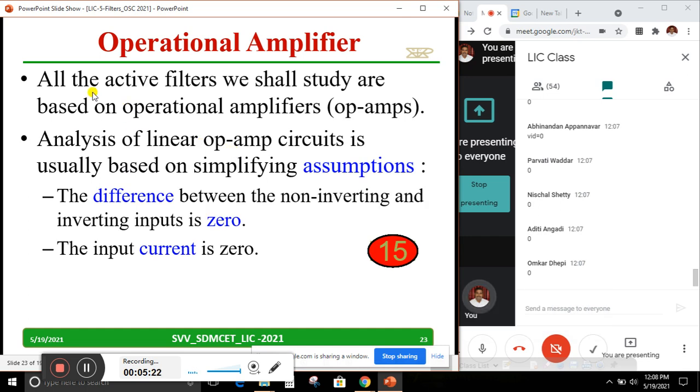The same thing as what you had told. All active filters we shall study are based on the operational amplifier, whatever we discuss in this particular subject. Analysis of a linear op-amp circuit is usually based on two assumptions. What are those assumptions? Just now we have discussed: the difference between the non-inverting and inverting terminal is 0, and the current entering into the op-amp is equal to 0. Copy down these two points, then we will continue our discussion.